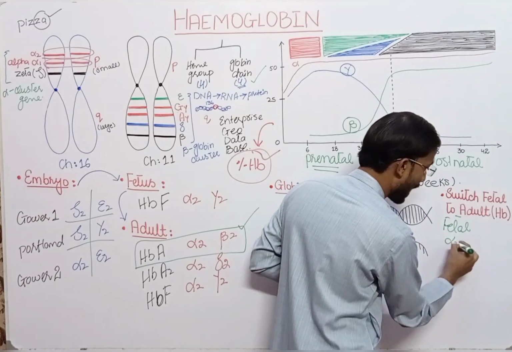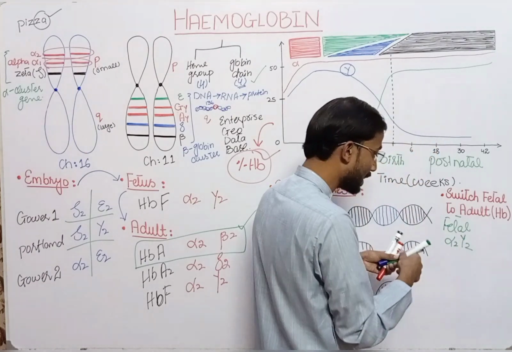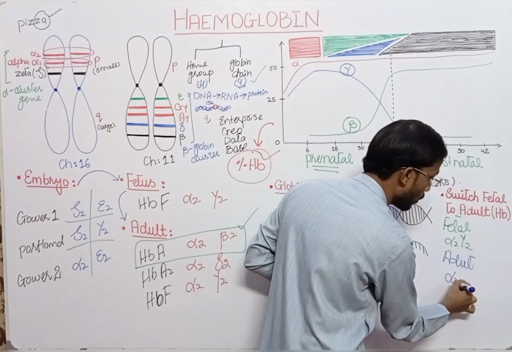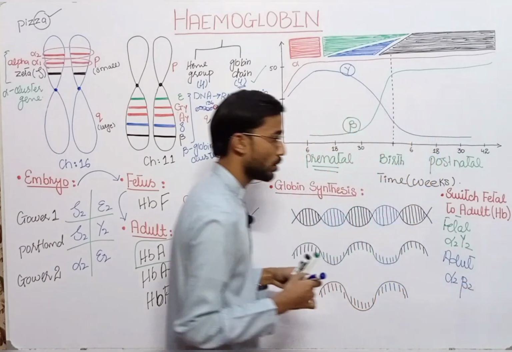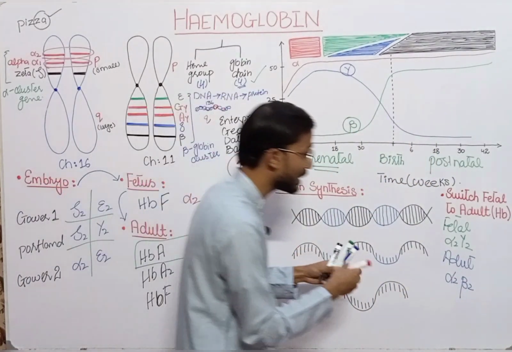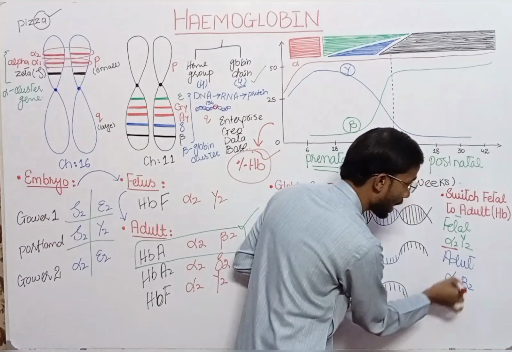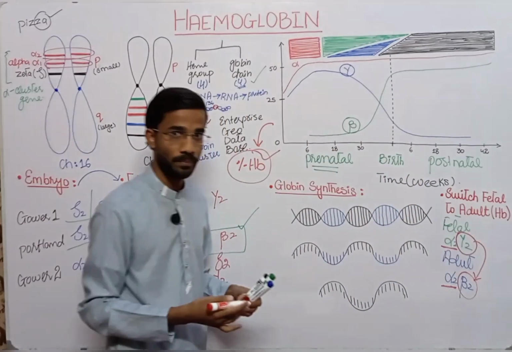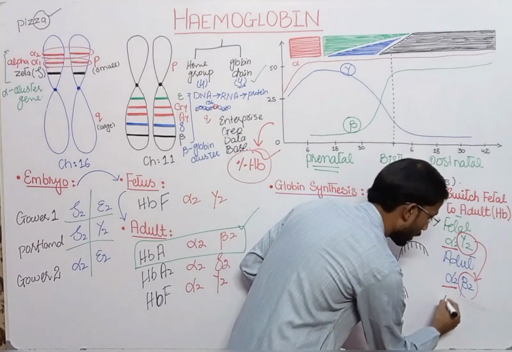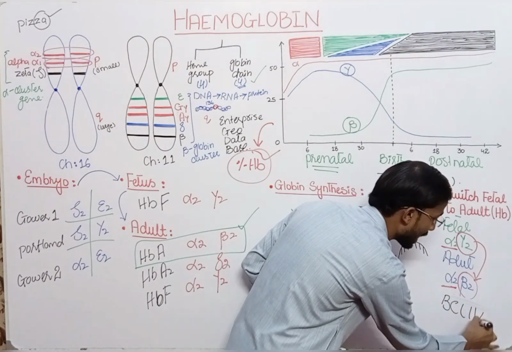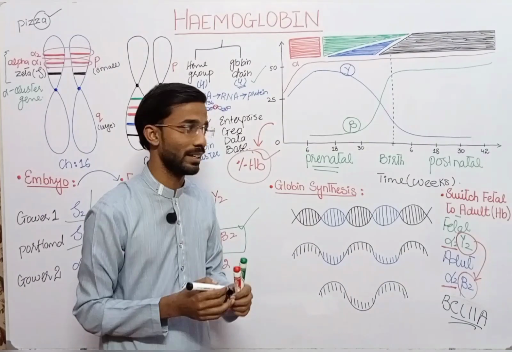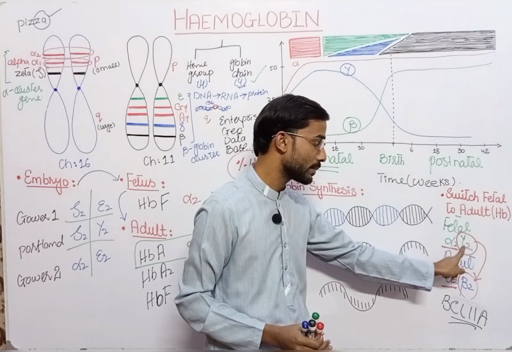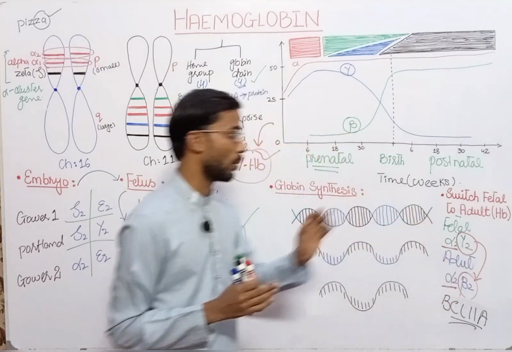As we know, fetal hemoglobin has two alpha and two gamma. But if we see adult hemoglobin, you will see that the adult has two alpha and two beta. So you can clearly understand that the alpha will remain the same, but the conversion will be gamma to beta conversion, and this conversion mostly occurs by the BCL11A transcriptional factor. This factor is involved in the conversion of the gamma globin chain into the beta globin chain.